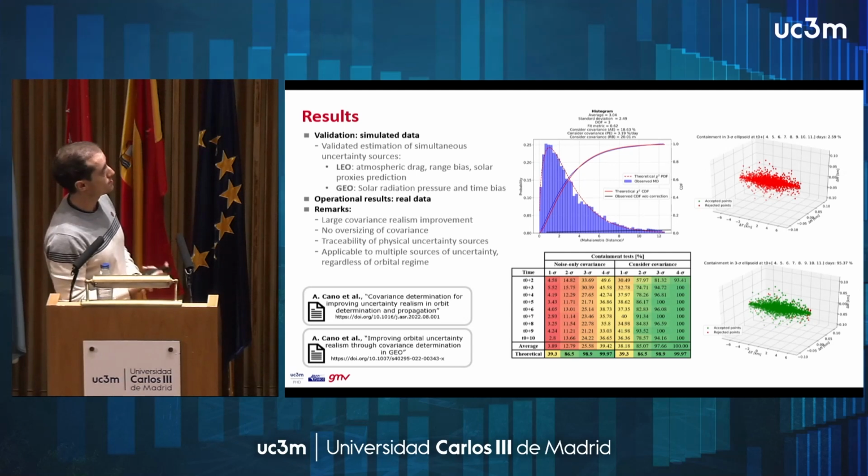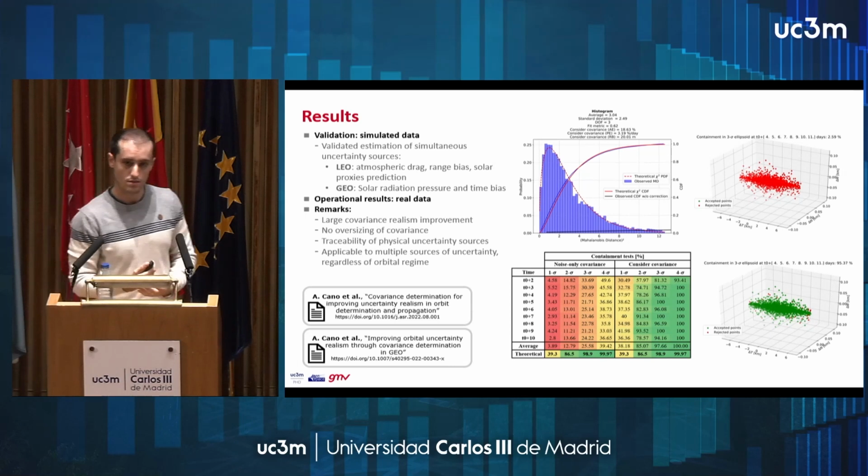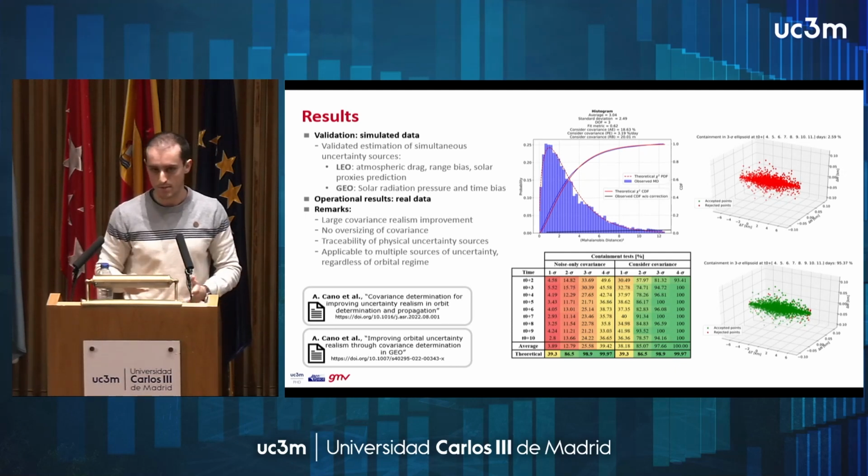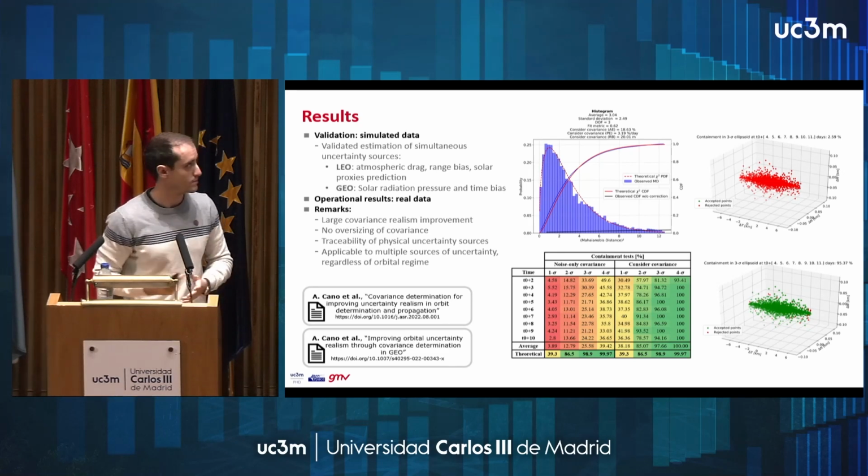The most important advantages of this methodology is that we are not oversizing the covariances. We are having a really good improvement in the realism of the covariances. And it's a methodology that allows you to keep track of the actual uncertainty that you have in your system. So it's not a black box where you are just trying to increase your covariance. You have specific sources: drag error, time bias error, range error, whatever.